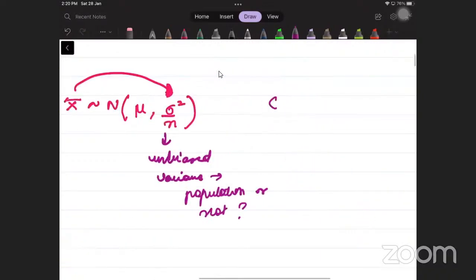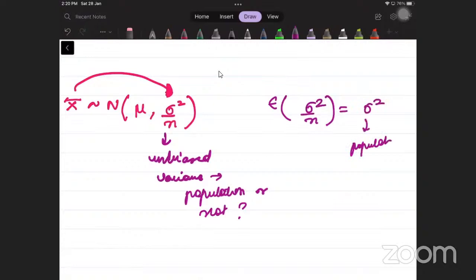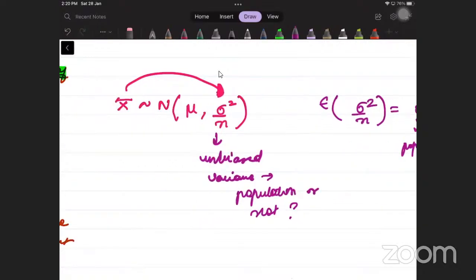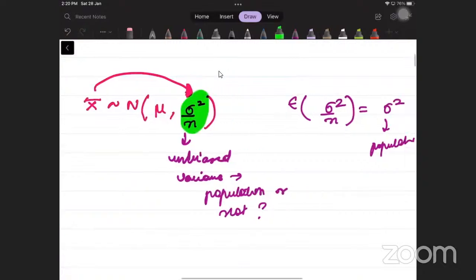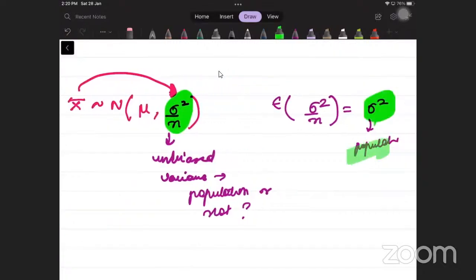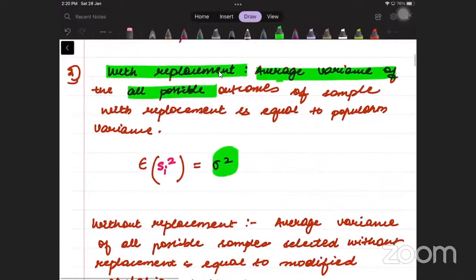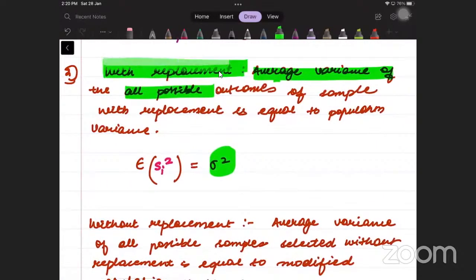If I find the expected value of sigma square by n, I will simply get sigma square of population. That means that this sigma square by n is an unbiased estimator of the sigma square of the population. So when I talk about with replacement, I am saying that the sigma square by n, the variance that you find for x bar, is an unbiased estimator of sigma square.